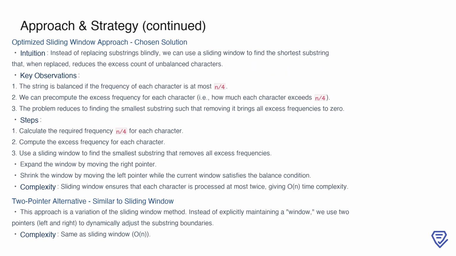A better solution is the optimized sliding window approach. The key intuition here is that instead of replacing substrings blindly, we can systematically use a window to find the shortest substring that, when replaced, eliminates the excess characters causing the imbalance. There are 2 important observations to note. First, the string is balanced if the frequency of each character doesn't exceed n/4. Second, any character exceeding n/4 contributes to the imbalance. By pre-computing the excess frequencies for each character, the problem reduces to finding the smallest substring that removes these excesses.